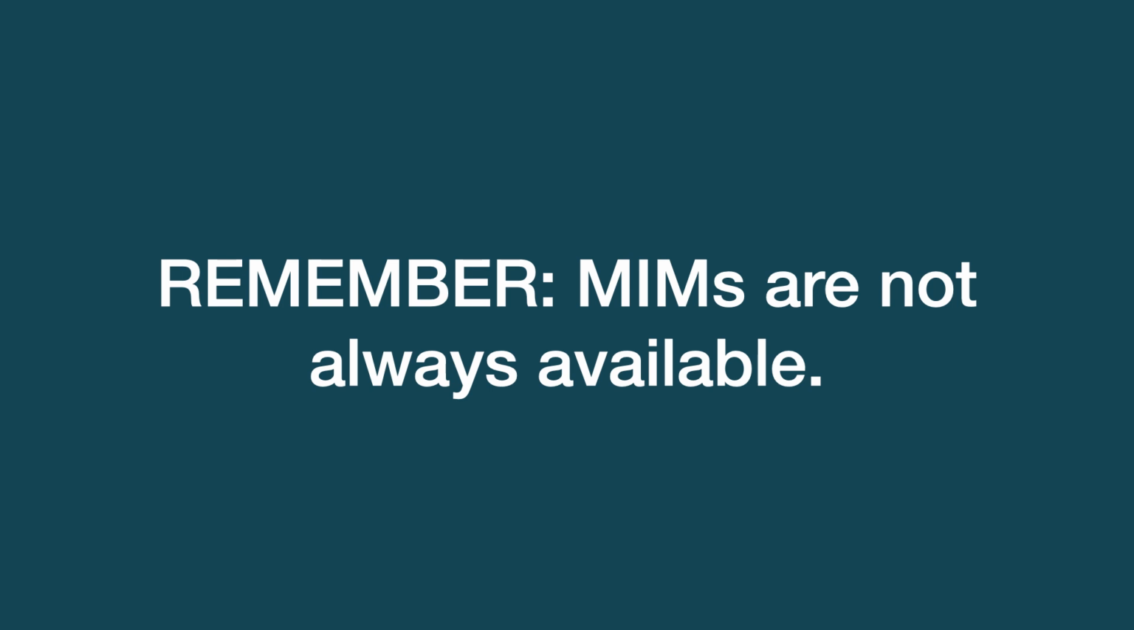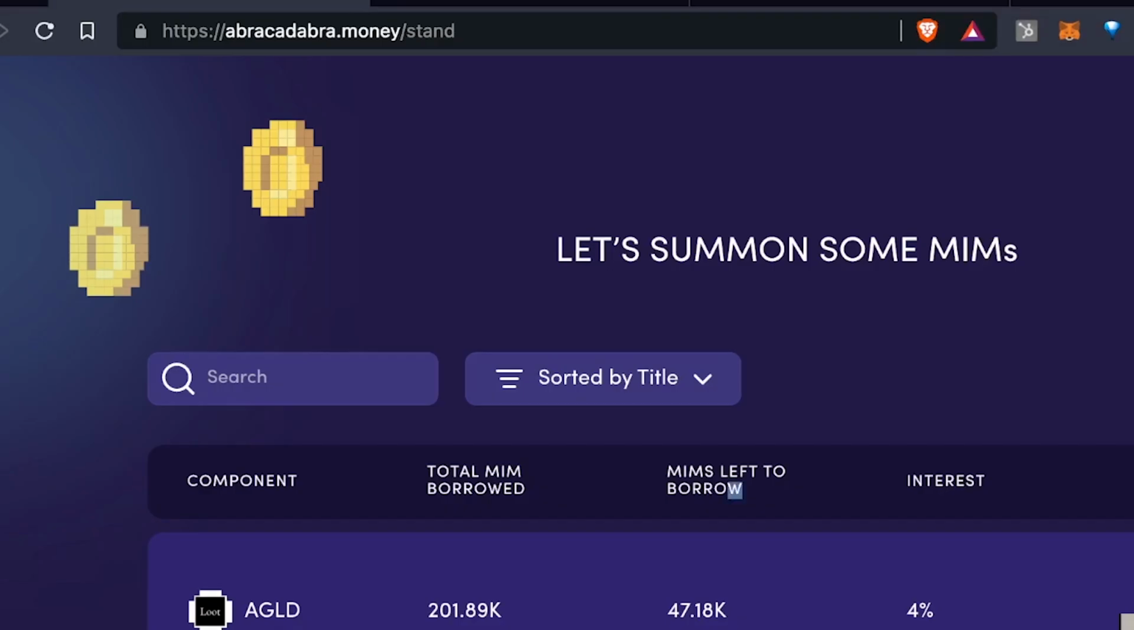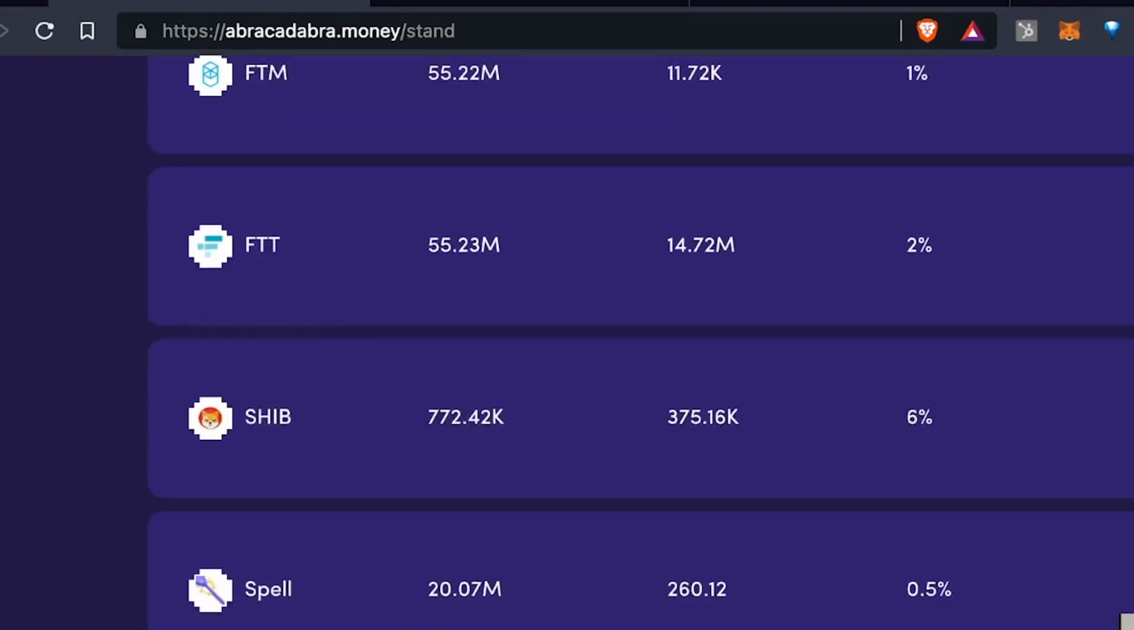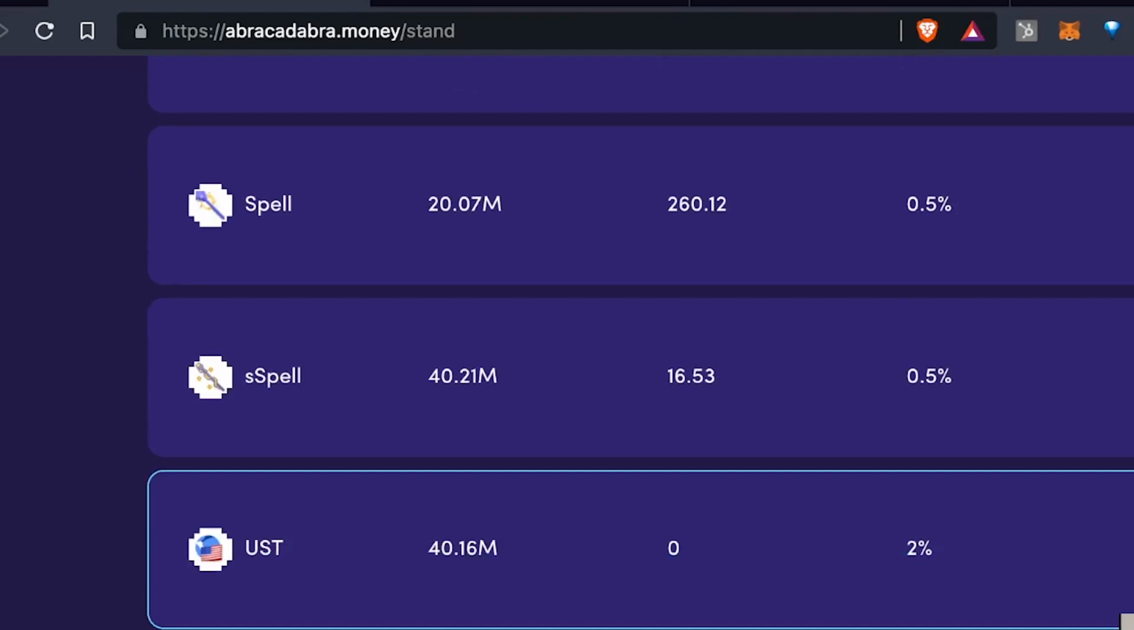But in order to take the maximum advantage from this platform, you have to pay close attention to one number. I'm talking about the MIMs left to borrow, because you can't simply borrow as many MIM as you want. There is a maximum supply for each cycle, and you can check, for example, in this case, if you want to borrow some MIM in order to leverage the USD that we have seen a moment ago, you can't, because there are no more MIMs available.